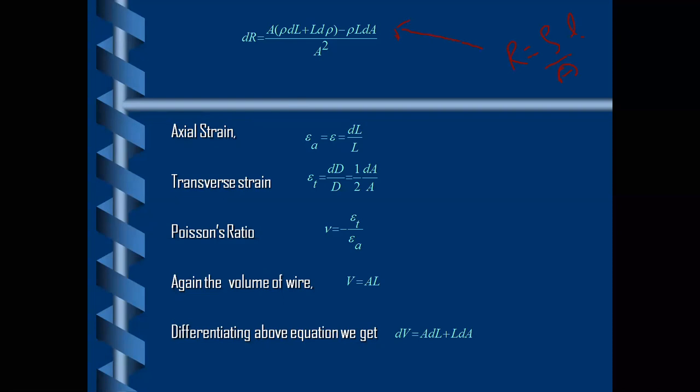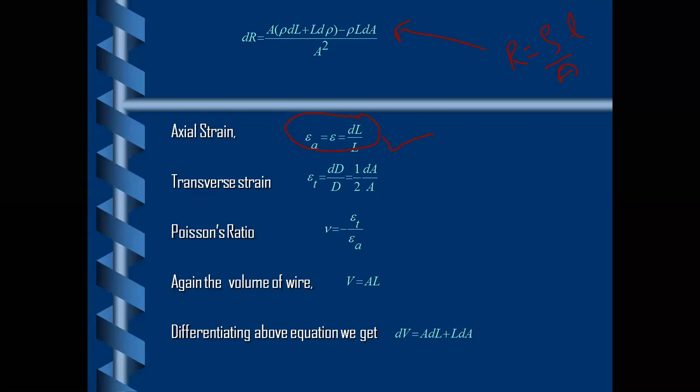Furthermore, I will not go in depth. You only have to remember that axial strain is given by this one, that is epsilon A is equal to epsilon dL by L. This is used further. You have to put that value in the equation and derive the further equation. I will not go in depth, but you have to remember that this epsilon A or epsilon is equal to dL by L is used furthermore.